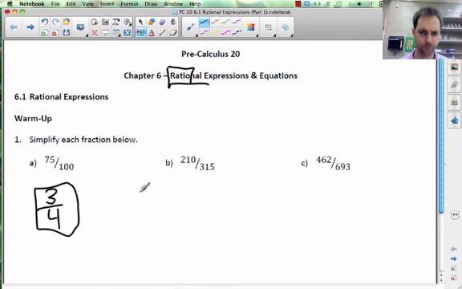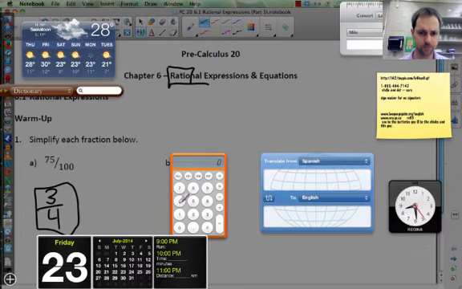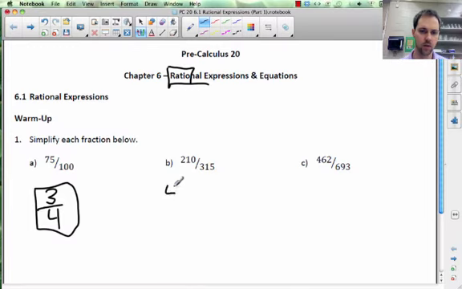210 and 315. Now, if you want, you can just start by dividing by things you know it will divide by. So 210 divided by 5 will give you 42, and 315 divided by 5 will give you 63. So you get 42 over 63. Now, try to find if there's any other number that both of these will divide by again, and you can reduce it even further. And it turns out that number is 7. 42 divided by 7 is 6.